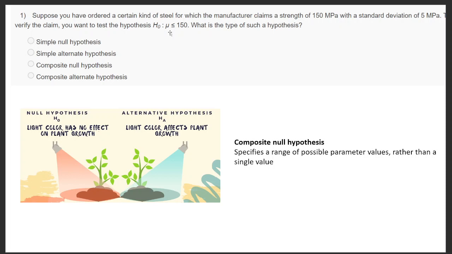the null hypothesis if it is less than 150. So it's the null hypothesis, but it should not be less than 150, like we are testing for more than 150. If it is more than 150, it satisfies the problem. If it is equal or more than 150, it satisfies the problem. So that more than 150 is the alternate hypothesis. So we have to evaluate for the alternate hypothesis rather than the null hypothesis. So here the answer is a simple alternate hypothesis.